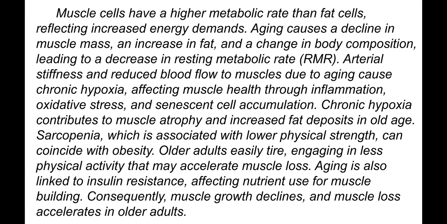So metabolic rate drops. Arterial stiffness and reduced blood flow to muscles due to aging cause chronic hypoxia, affecting muscle health through inflammation, oxidative stress as a result of chronic hypoxia, and senescent cell accumulation. Senescent cells are a reaction to inflammation. Chronic hypoxia contributes to muscle atrophy and increased fat deposits in old age. Sarcopenia, which is associated with lower physical strength, can coincide with obesity. They normally go together.